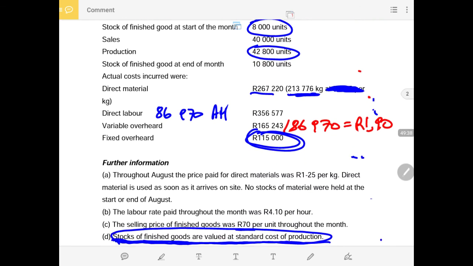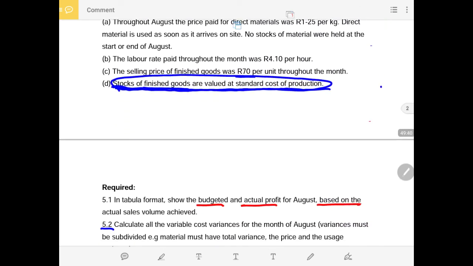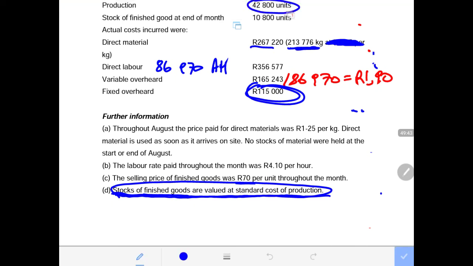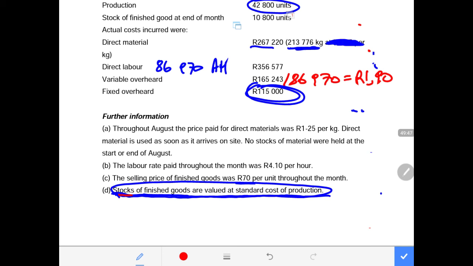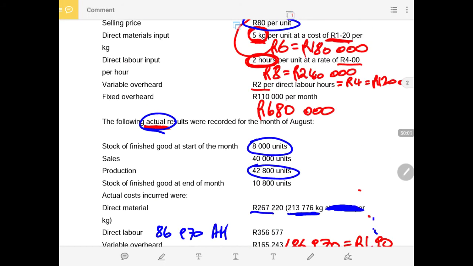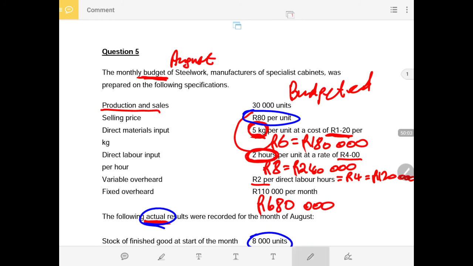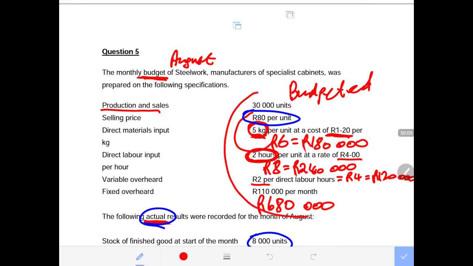Why? Because we are told very clearly, I want to highlight this, we are told very clearly that stock of finished goods are valued at standard cost of production. I want to highlight this one. Stock of finished goods are valued at standard cost of production, and our standard cost of production is based on the budgeted information. This is where we get our standard cost of production, obviously removing that which is 650,000 now.